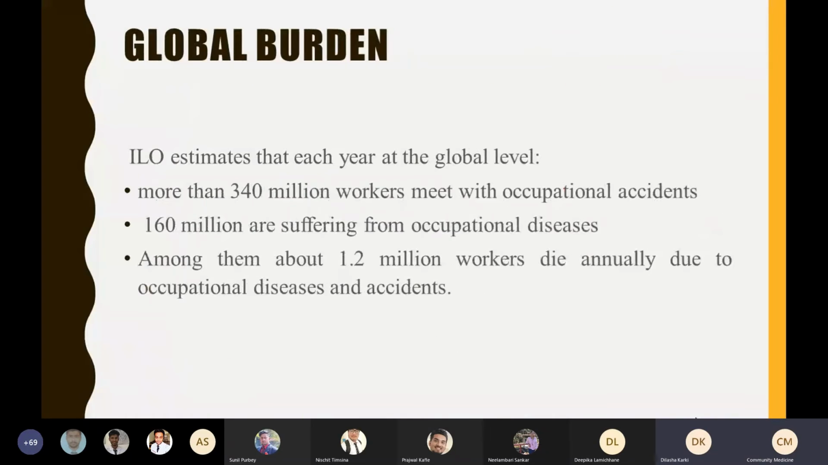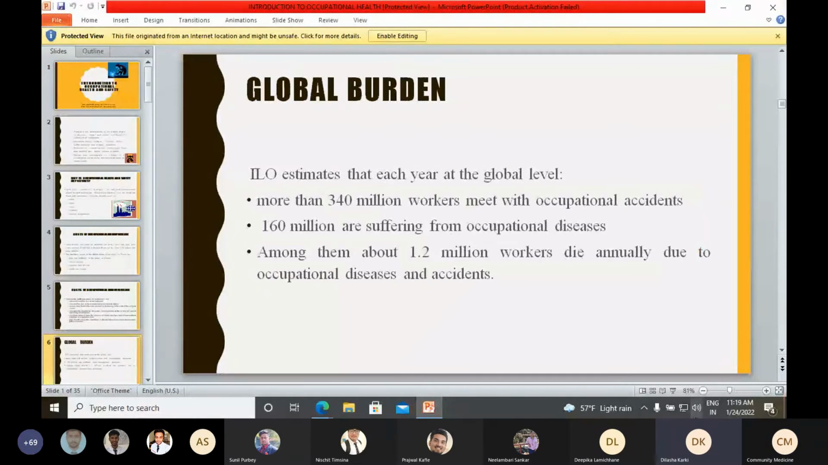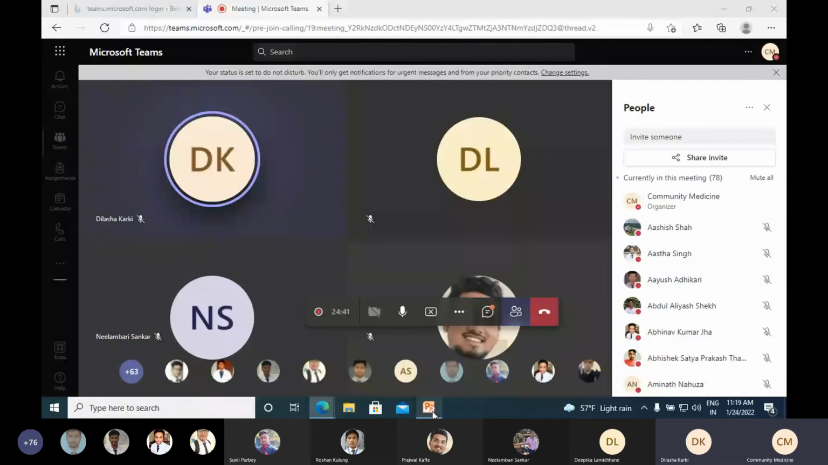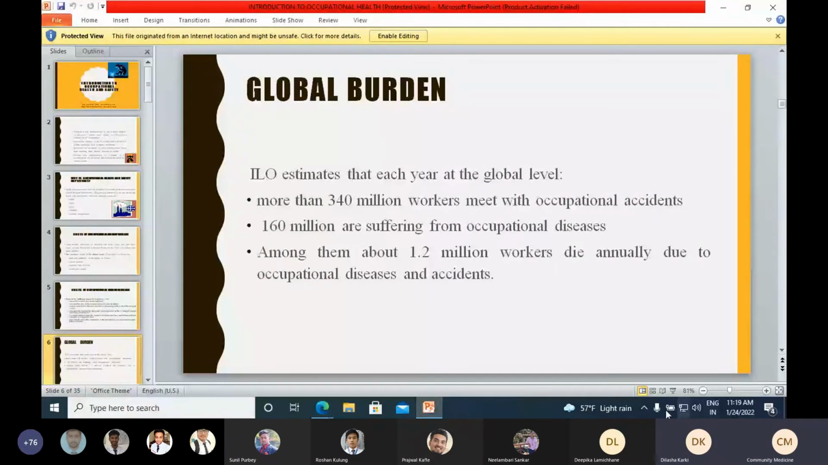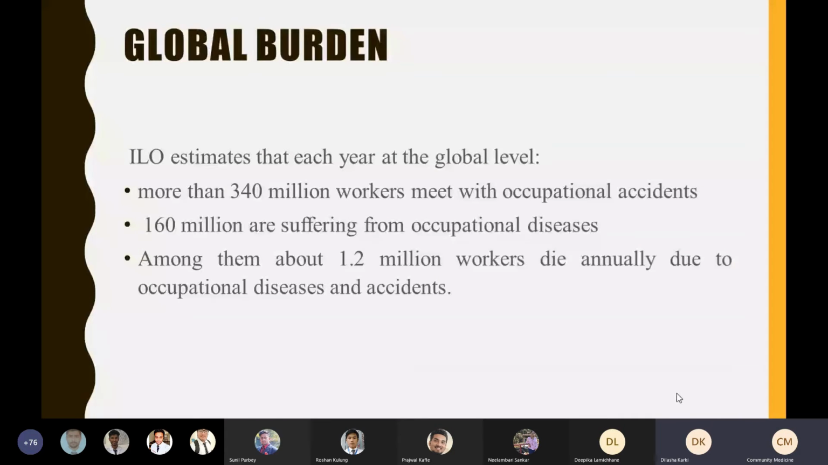So now, talking about the global burden. What is the full form of ILO? Anyone? What is the full form of ILO? International Labor Organization. Yes, it is the International Labor Organization, right? So, what does the ILO do? Do you know? Any one of you? What is the main work of the ILO?